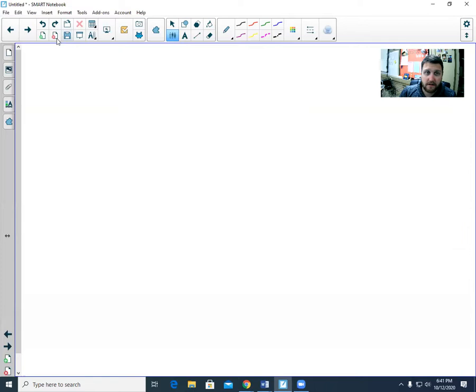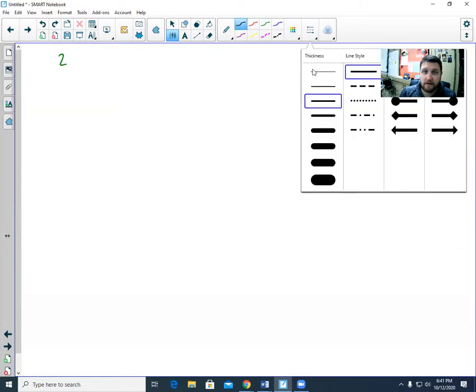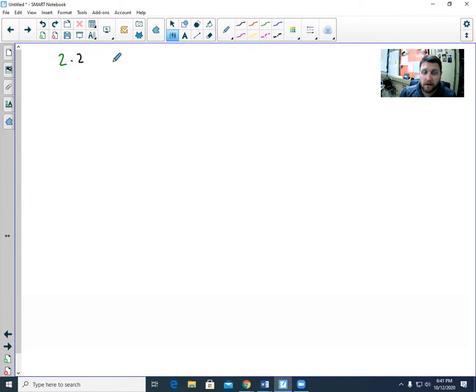This section 2.2 is going to be all about characteristics of quadratic functions. So there's really three types of ways that quadratic functions can be listed, and there's important pieces of information that can be brought up from those things, okay?